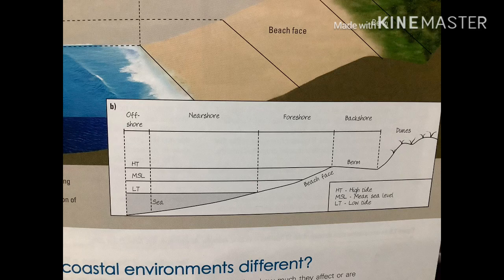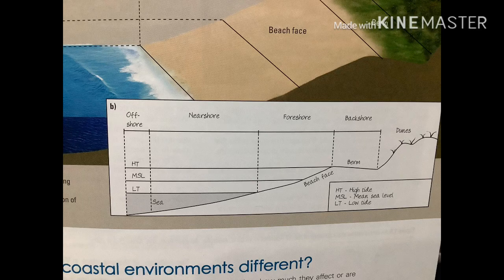The area nearest to the land itself, the dunes, is your backshore, and you approach it where you see the sandy area that's considered the foreshore. Near shore is the point where your low tide is marked, from the low tide onwards into the sea, and offshore is the area where you have deeper waters.